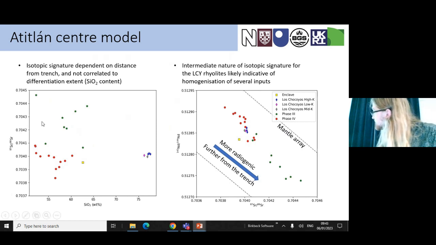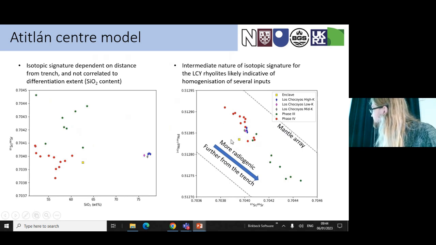The plot on the left shows strontium isotopes against silicon, and what really jumps out is that there is no relationship between increasing silicon and strontium isotope composition. It really appears that they're completely decoupled. Instead, if we look on the plot on the right, with the different phases, we see that the older, further from the trench phases are much more radiogenic than the younger present arc front locations.